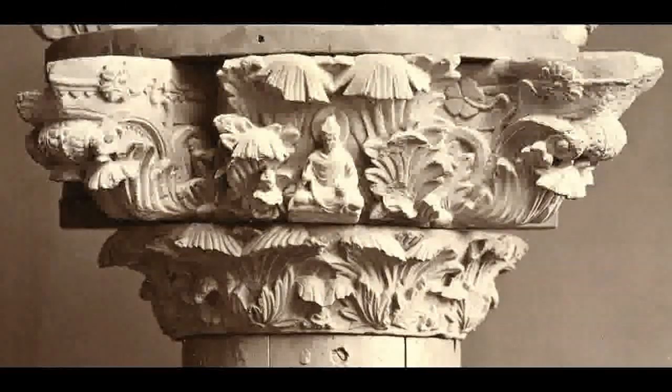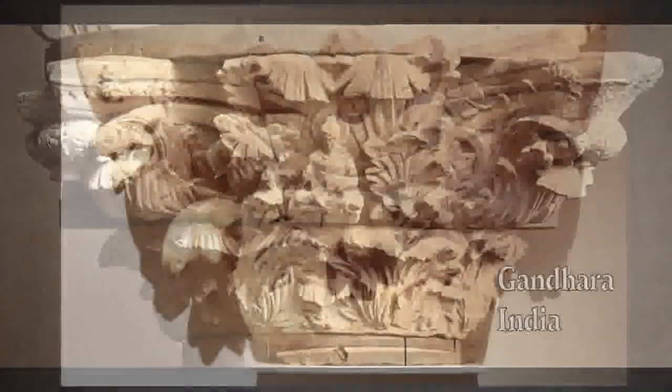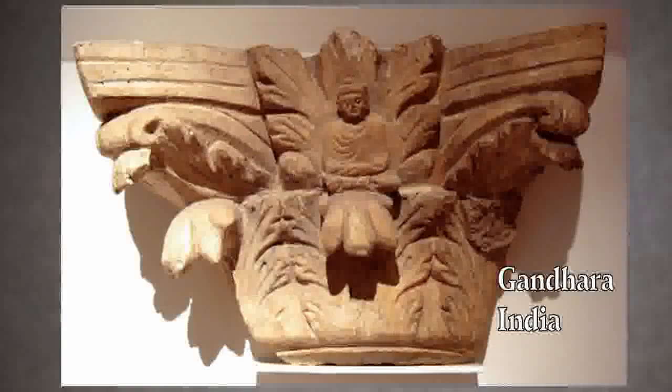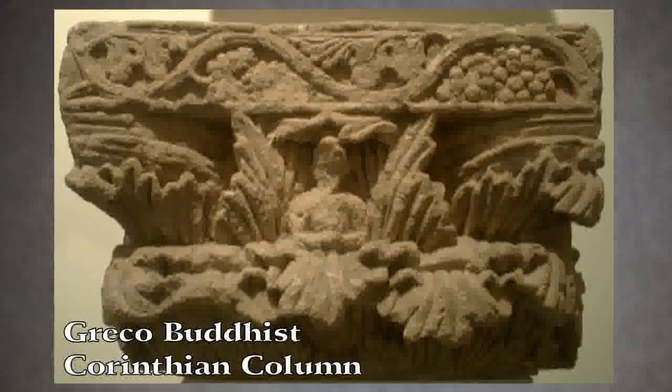But it's also how the Greek Corinthian influenced later civilizations such as the Kushan Empire and what's called Greco-Buddhist architecture, where we see a Corinthian column but with a Buddha in the middle. This is from Gandhara in India. Again, we see all the elements of a Corinthian order capital, but with the Buddha in the center. And here's another example. So plainly there was an Eastern influence on the ancient Greeks.